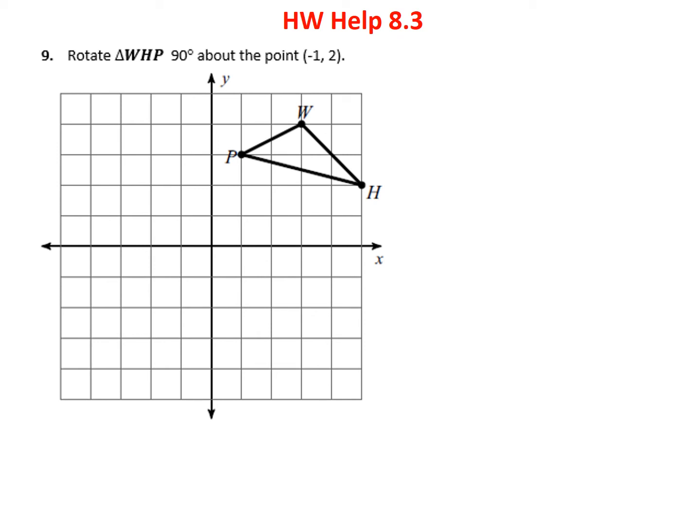Problem 9 is an interesting question because it asks us to rotate this triangle 90 degrees about a point different than the origin. All right, so I want to show you how we can do this. First of all, there's our point right here, minus 1, 2, and here are the points on our triangle. What I'm going to do first is pretend I'm just translating the whole thing so that I rotate about the origin. So to get to here, I go down 2 and over 1.